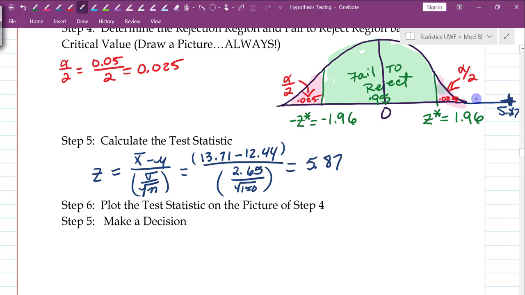And then it says make a decision. Well, with such a strong indicator here, we're going to conclude without really much of a doubt that indeed our mean has changed and it is no longer equal to 12.44, okay? So our decision is going to look like this.